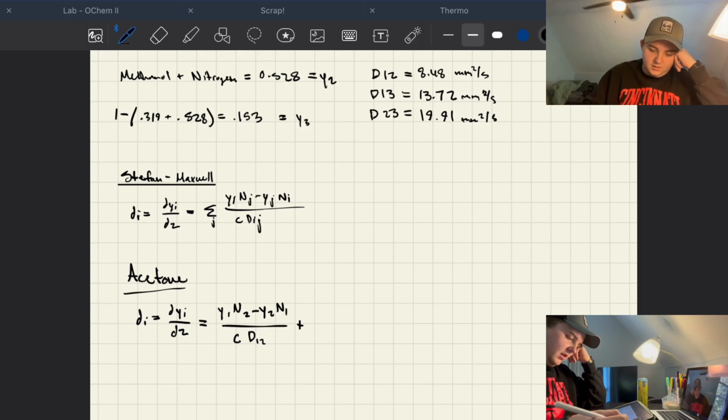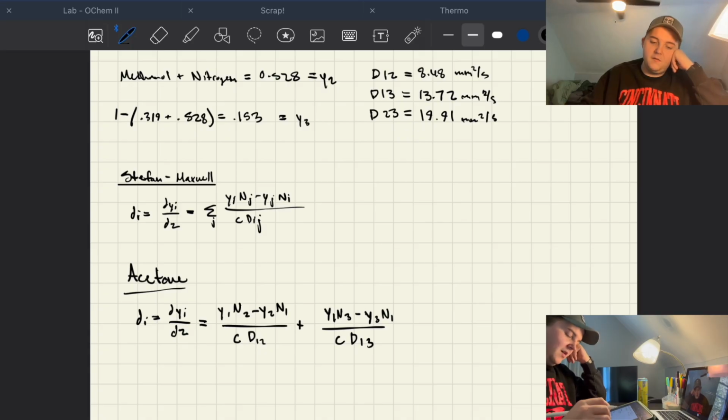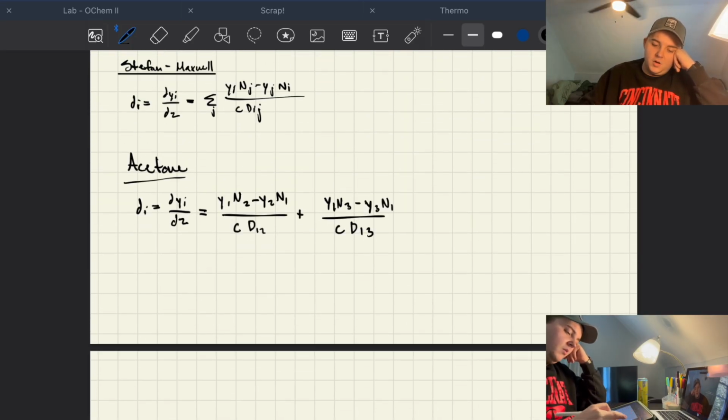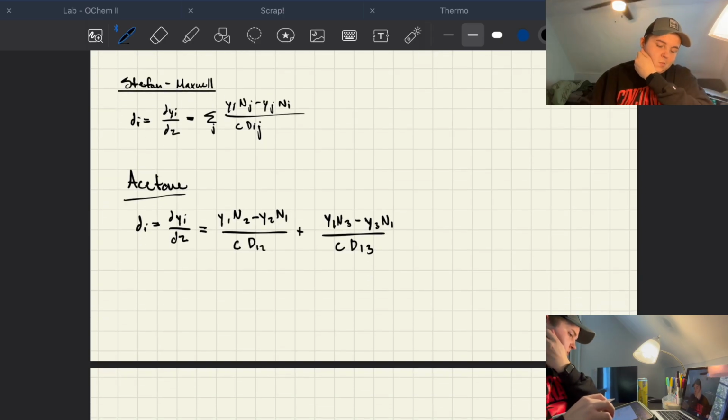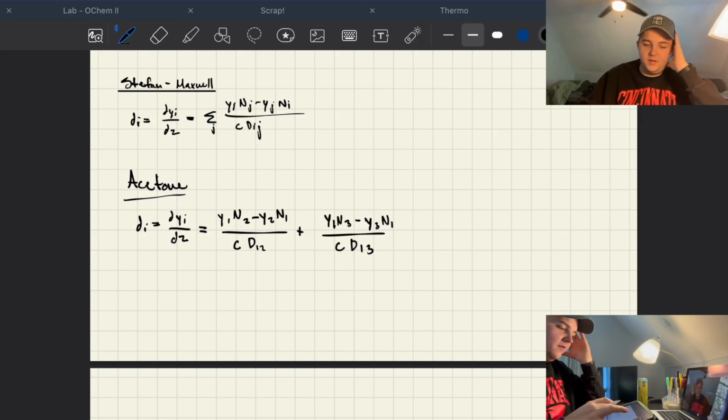And then we need our other part, so our summation. We just need our 3 now, because acetone is our 1, so we need our 3. So we're going to have y1 N3 minus y3 N1, and then that will be over the same thing, but with 3 instead. Okay, seems easy enough. And then all we need to remember is that we've got to multiply by our length or our Stefan tube.